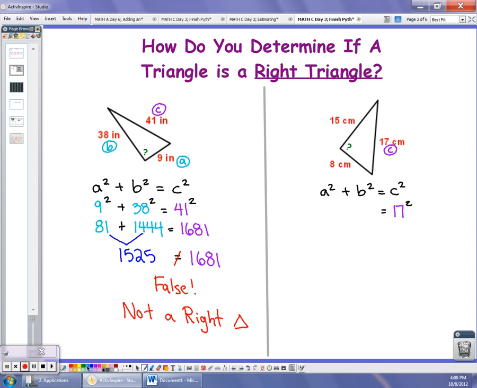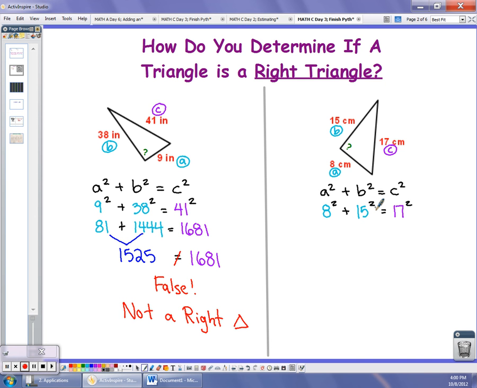Again, we like to use a as our short side, so we'll make that 8, and b as our long side, so that'll be 15. So now we have 8 squared plus 15 squared is equal to 17 squared.